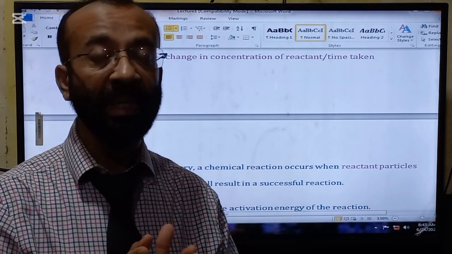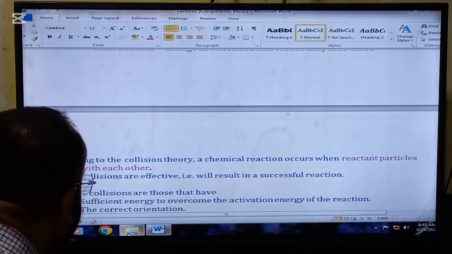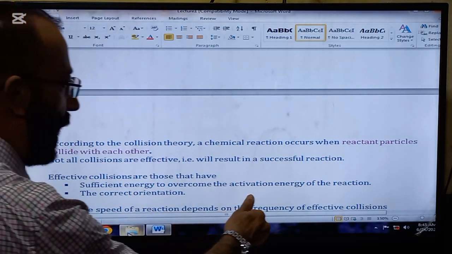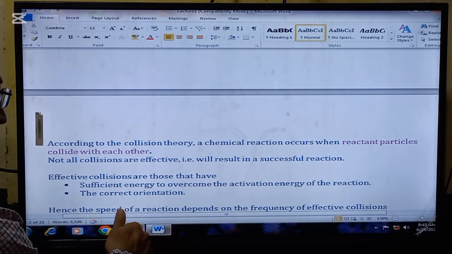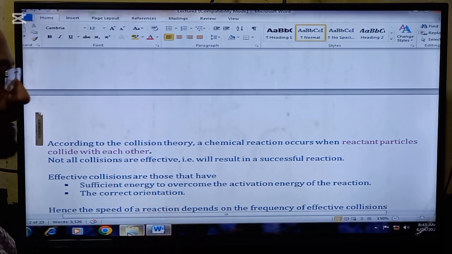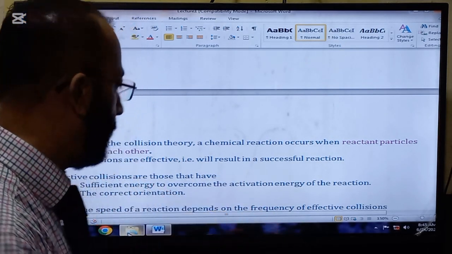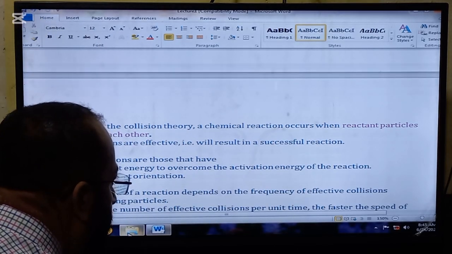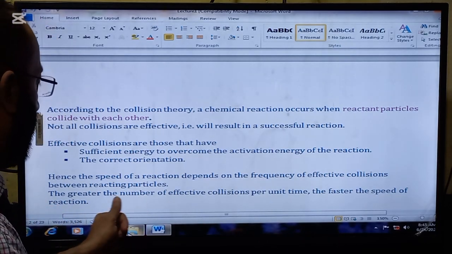For a collision to be successful, there are two conditions. Number one, sufficient energy to overcome the activation energy of the reaction, and number two, the correct orientation. So these are the two conditions. If these two conditions are fulfilled, then the collision will be a successful collision. Hence, the speed of the reaction depends on the frequency of the effective collisions between the reacting particles.